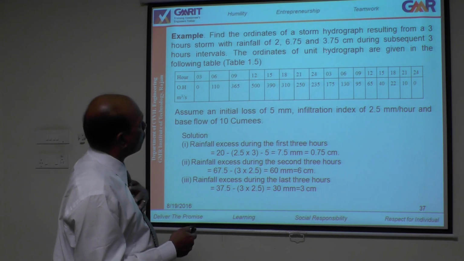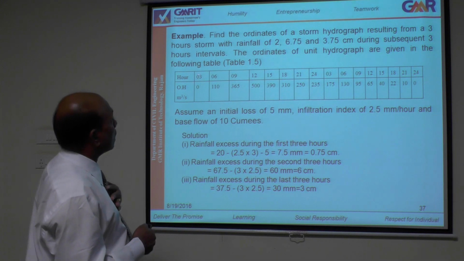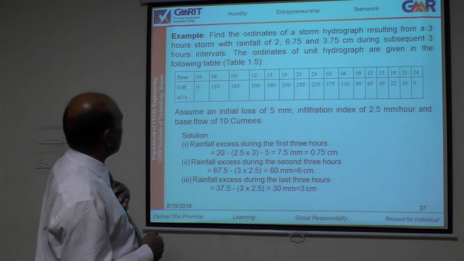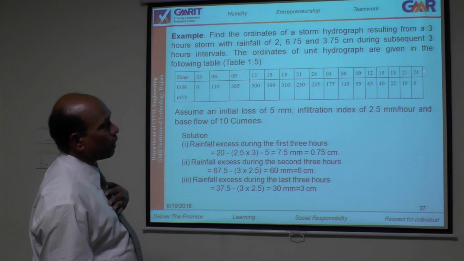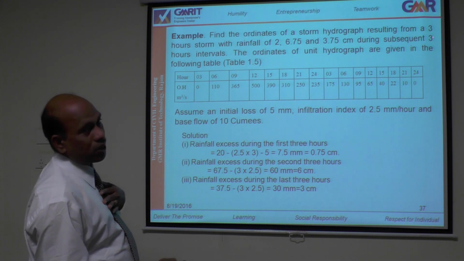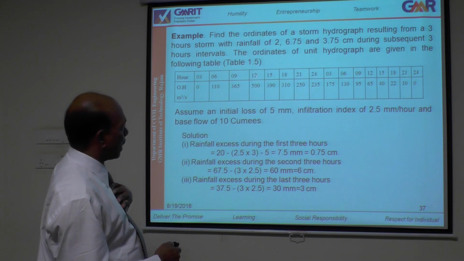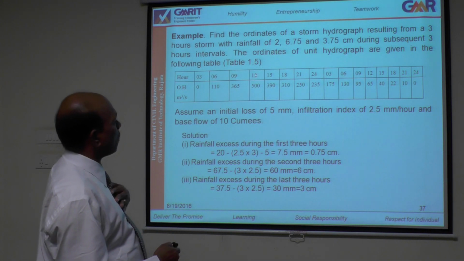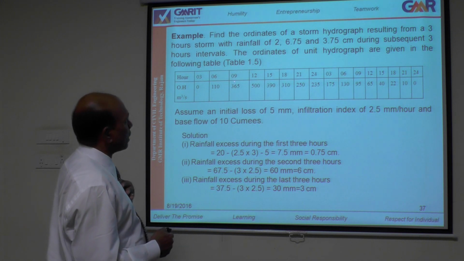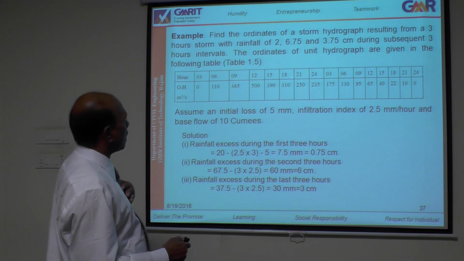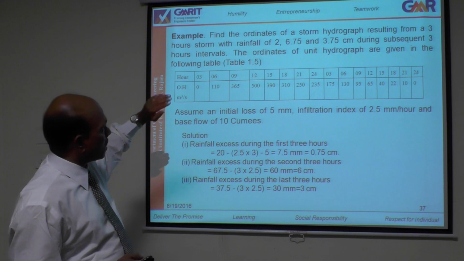The ordinates of the unit hydrograph are given in the following table. Right here they have given 3 hours unit hydrograph ordinates. These are the ordinates 0, 1, 10. These are the 3 hours unit hydrograph ordinates because the rainfall pattern is 3 hours separation here. The pattern is 3 hours, 6 hours, 9 hours, 12 hours. Here also the time interval is 3 to 6 hours, 3 hours time interval, 6 to 9, 3 hours time interval. Therefore, for this pattern, the time interval equals 3 hours. Right? This is the given problem.